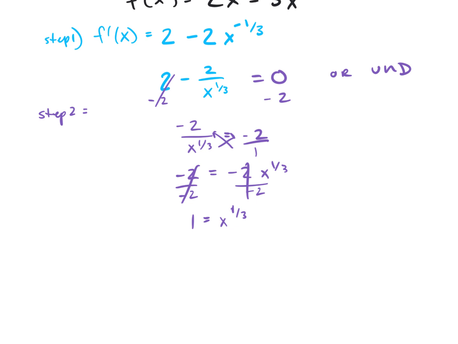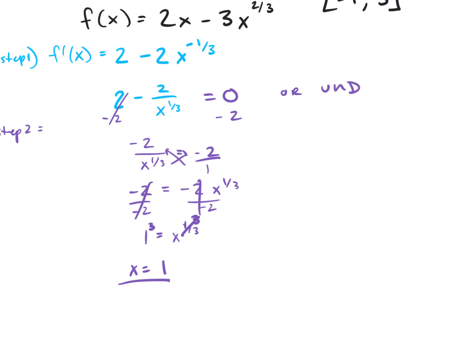What would we do next? How do we get rid of the 1/3 power? We can cube both sides, so it'll cancel out. So we have x is equal to, what's 1 to the 3rd power? 1. So 1 would be one of our critical numbers.